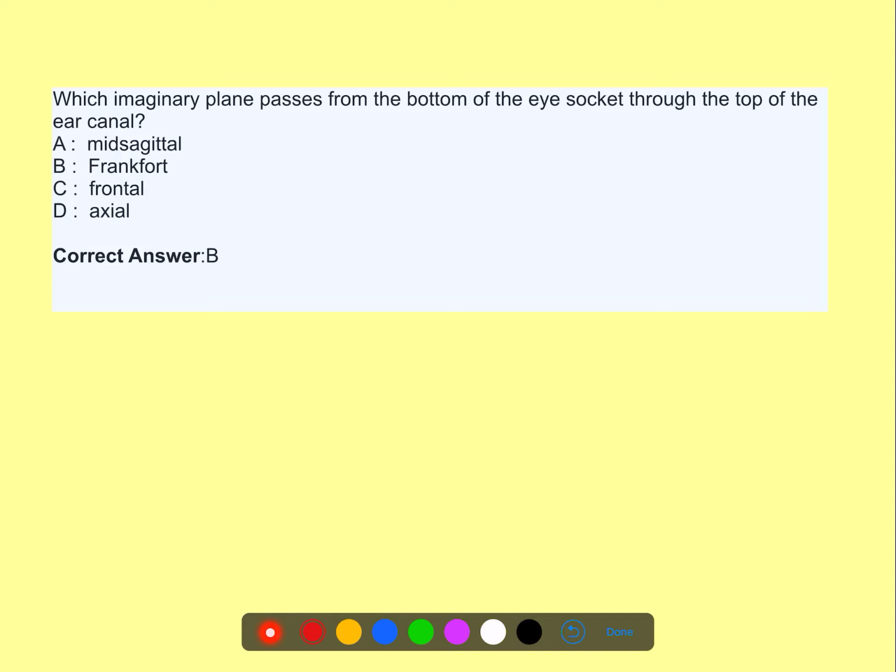Which image plane passes from the bottom of the eye socket to the top of the ear? This is from the outer canthus to the tragus, or the outline of the superior-most portion of the ear. It is nothing but the Frankfurt or horizontal plane.